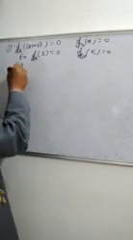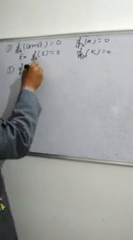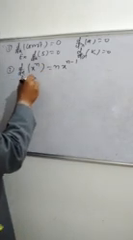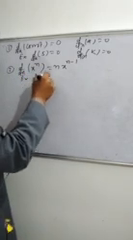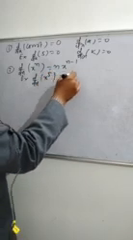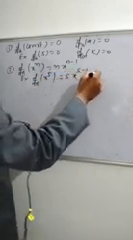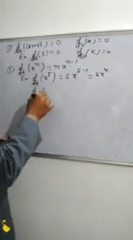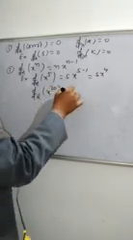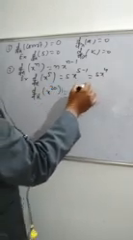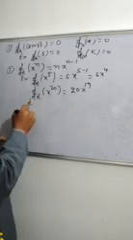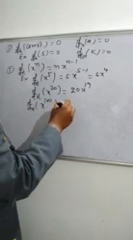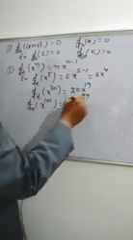Next, the most important formula of derivative: the derivative of x to the power n is n into x to the power n minus 1. For example, the derivative of x to the power 5 will be 5 into x to the power 5 minus 1, that is equal to 5x to the power 4. The derivative of x to the power 20 will be 20 into x to the power 20 minus 1, that is 19. You can easily say the derivative of x to the power 100 will be 100 into x to the power 99.